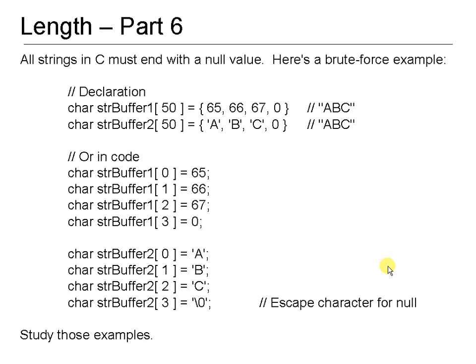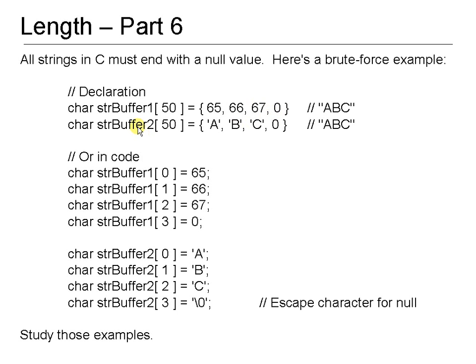All strings in C must end with a null value. So here's a brute force example of this. Now I want to make perfectly clear this is brute force. This is just an in-between step to get us where we're going. So I have char str_buffer1[50], and notice I use the ASCII values 65, 66, and 67. So that would be A, B, and C. And then the fourth value that I put in is an ASCII value of 0, or null.